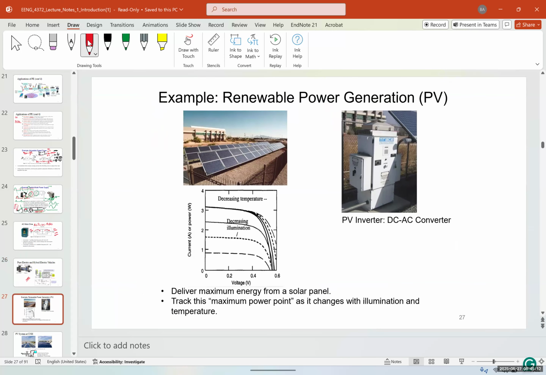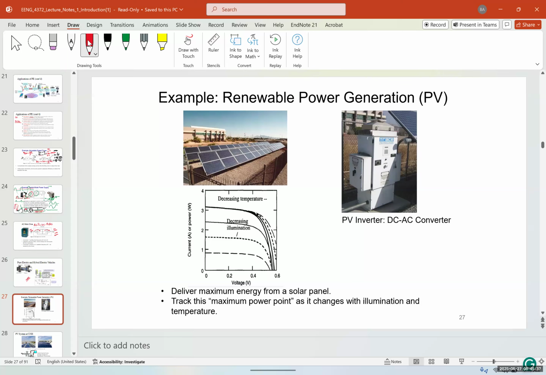One other example in power electronics is renewable power generation, PV. If you're interested, you can do it for your senior design project. I can help you with one of these projects, like an EV golf cart. One team built a golf cart. I think it's still here. You can still work on it.